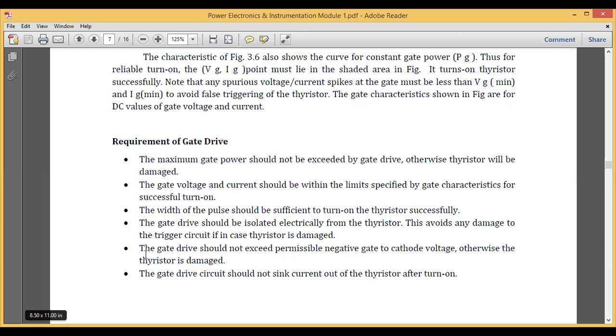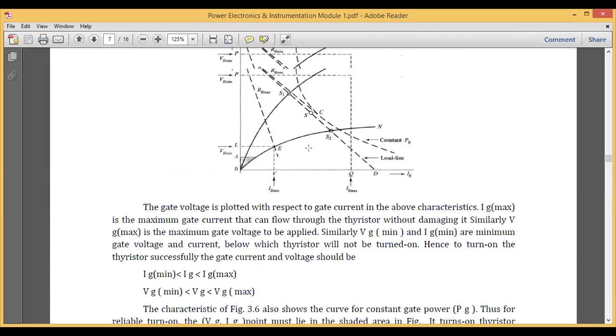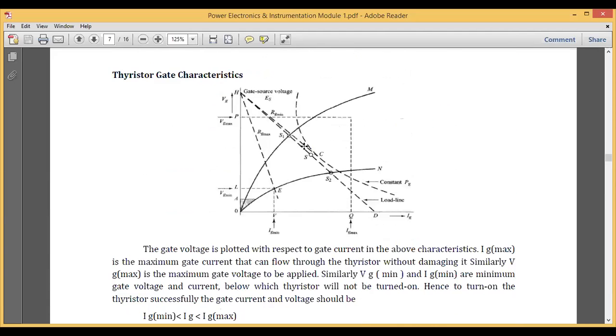The fifth point is the gate drive should not exceed the permissible negative gate to cathode voltage, otherwise the thyristor is damaged. The last point is the gate drive circuit should not sink current out of the thyristor even after the turn on. That is, even if the SCR is turned on, there should not be an excess amount of gate current getting sunk. Sunk is nothing but getting drawn out. Otherwise, your SCR will not turn on properly and it will take you to the off state. So this is how the gate characteristics of the thyristor are studied in detail.